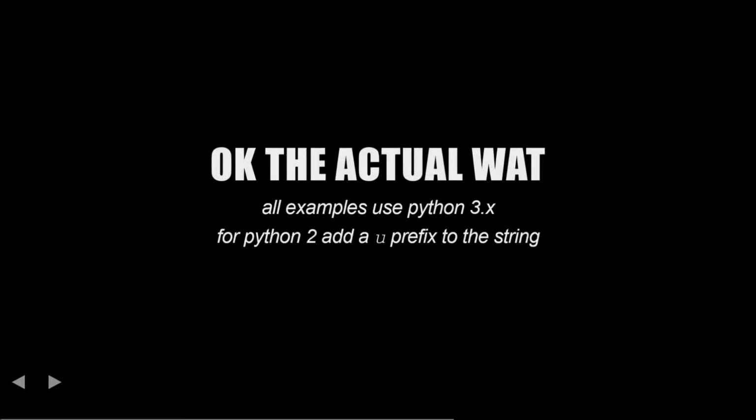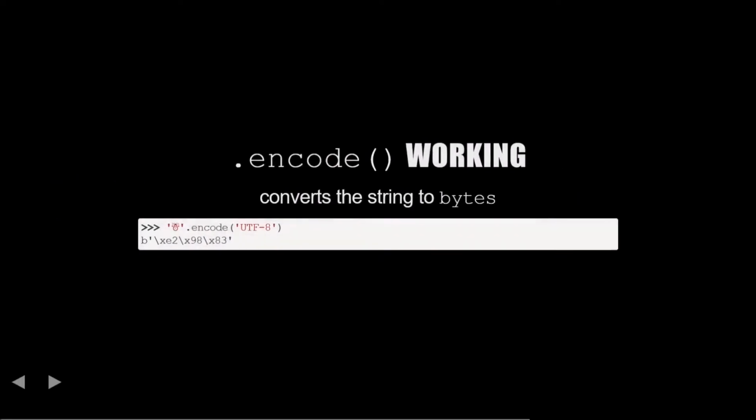Okay, so I've explained the original strangeness from the tweets. Let's get into the actual WAT for today. Note that all the examples that I'm about to show are run in Python 3. They all do still work in Python 2, but you'll need to prefix strings with a U. First, let's show how the encode method is supposed to work. If you encode a string, it converts it into bytes of that encoding. In this example, we take our snowman friend and convert him to his 3-byte UTF-8 representation.